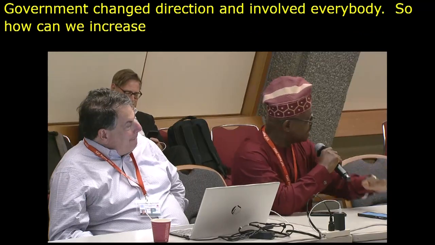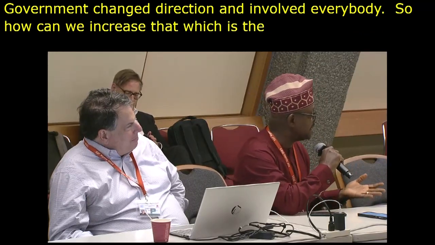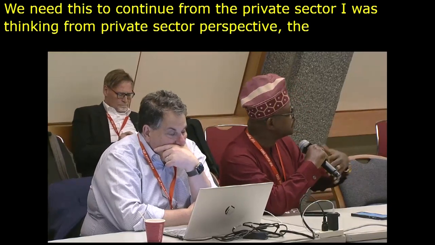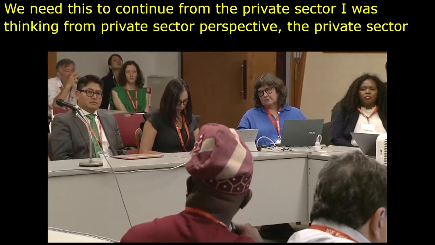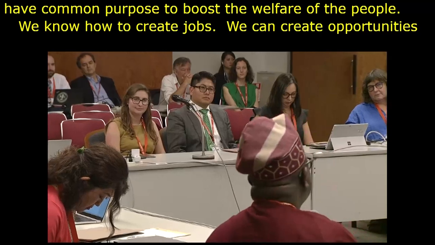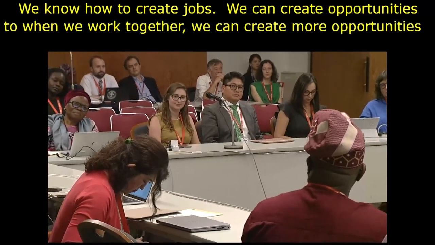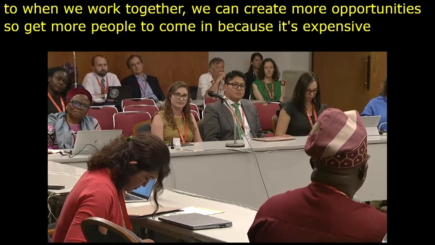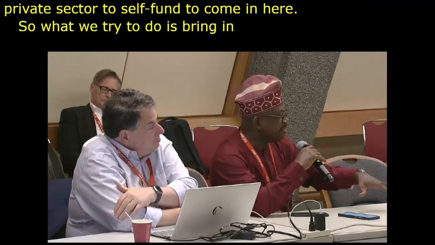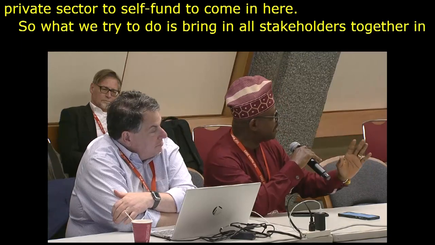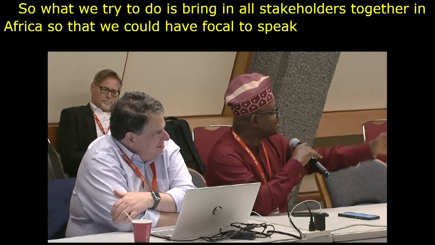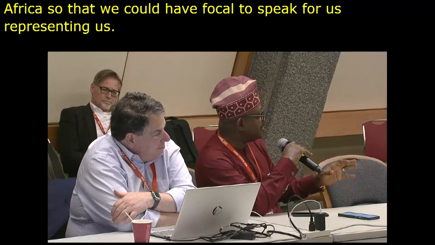First and foremost, we need this to continue. I'm speaking from the private sector perspective. Private sector and the public sector have a common purpose to boost the welfare of the people. We know how to create jobs. As Tamir mentioned, we can create opportunities. So when we work together, we create more opportunities. So to get more people to come in, because it's expensive for the private sector to self-fund to come in here. What we try to do in AFICTA, for example, is to bring in all stakeholders together in Africa so that we could have some focal people to speak for us for Africa. Just as Tamir is here, she's representing us. At times we don't go to New York, but she goes for us. So that kind of mechanism we have in place.